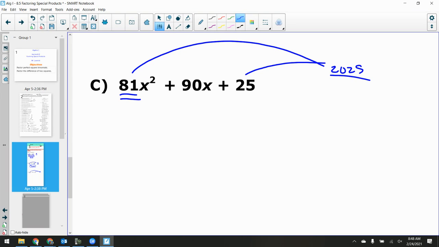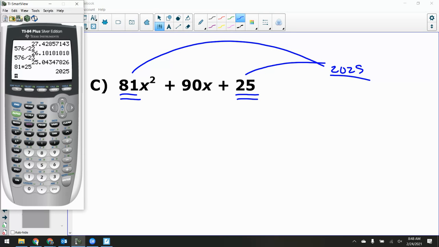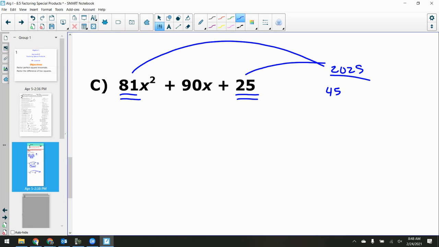But here's a special case. Is 81 a perfect square? Okay, is 25 a perfect square? Okay, so maybe 2025 is also a perfect square. 45. It's 45 times 45, and look at that. What's my middle number? Bingo. 45 plus 45 is 90.